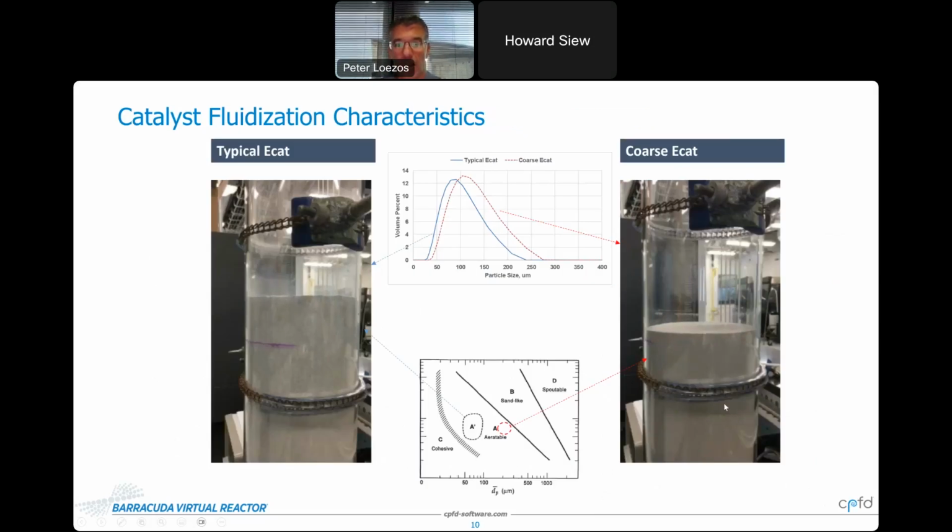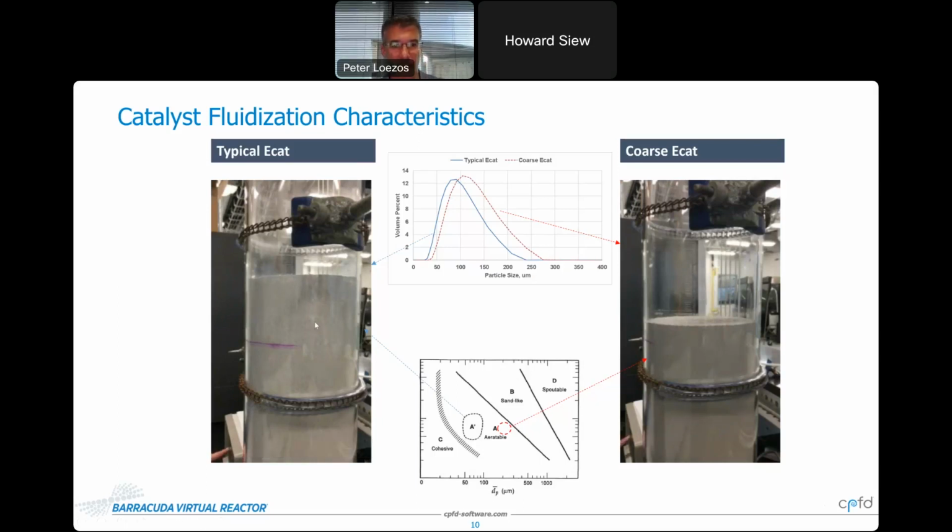So I'm going to give you an example of the fluidization and defluidization experiments that we perform at CPFD. What you're seeing here are experiments performed for a typical ECAT and a coarse ECAT. And the properties of the catalyst are the same ones you saw before. They're given here in this plot, with the typical ECAT having about an 80 micron average particle size, the coarse ECAT about 100. Okay. So what we do here is we have glass columns.